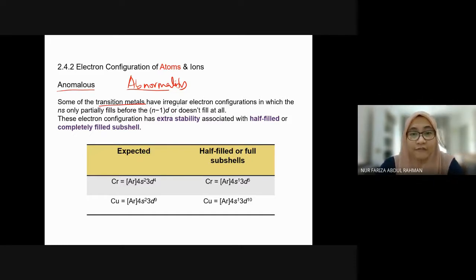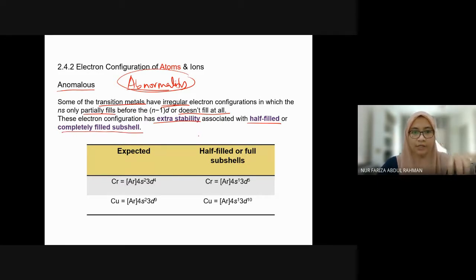Some of the transition metals, again the transition metals ni yang selalu buat hal sikit, have irregular electron configuration in which the ns, the s orbital, only partially fills before the n-1 d or doesn't fill at all. Okay, kenapa this is so? Because this electron configuration has extra stability associated with half-filled or completely filled subshell.